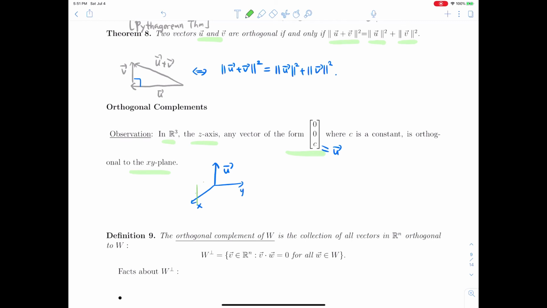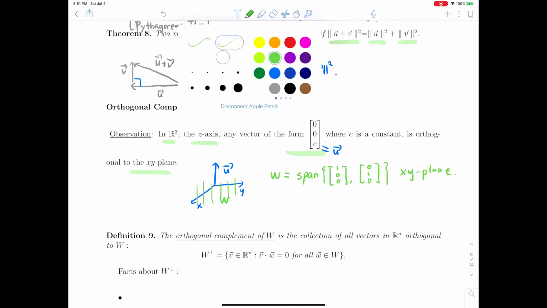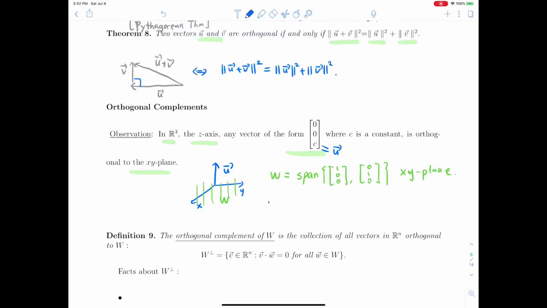So let's say W be the vector space spanned by 1, 0, 0 and 0, 1, 0. So it is the xy plane. Then u is orthogonal to all the vectors in W. So we say the orthogonal complement, W perp, equals the span of 0, 0, 1.